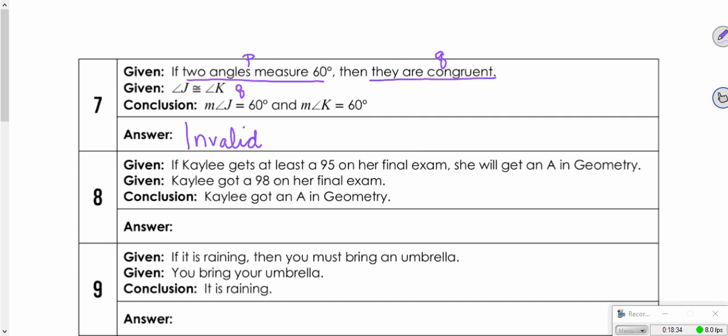If Kaylee gets at least a 95 on her final exam, then she will get an A in geometry. Kaylee got a 98 on her final exam, so the conclusion is that Kaylee got an A in geometry. Definitely law of detachment.